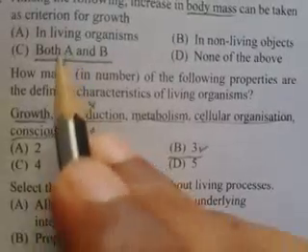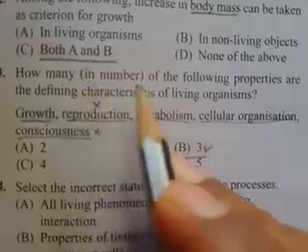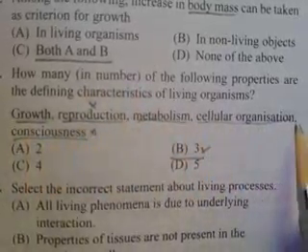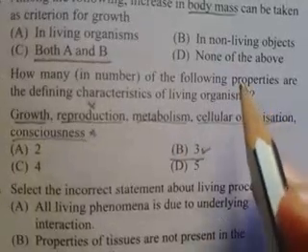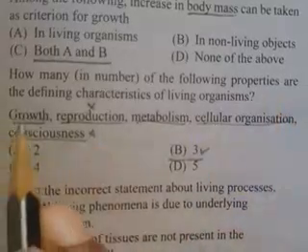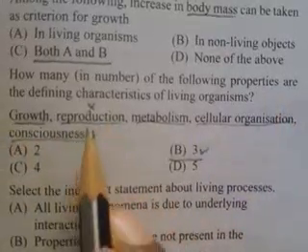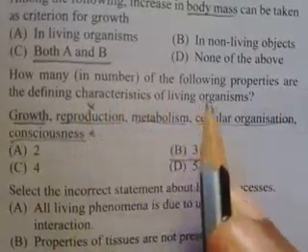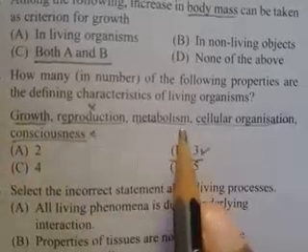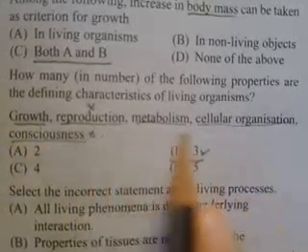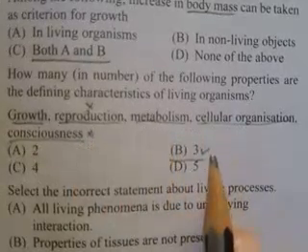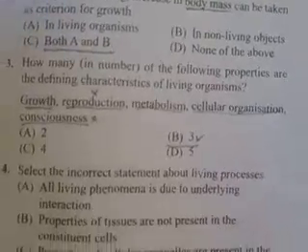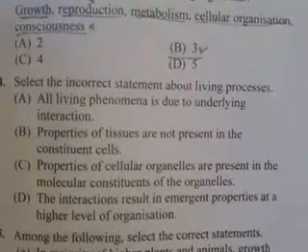So when the question asks how many of the given properties are defining characteristics of living organisms, reproduction and consciousness are not defining characteristics. The remaining, growth, metabolism and cellular organization, are three properties out of these five. So I will choose 3, right? So next, we'll go to another question. That is the fourth question.